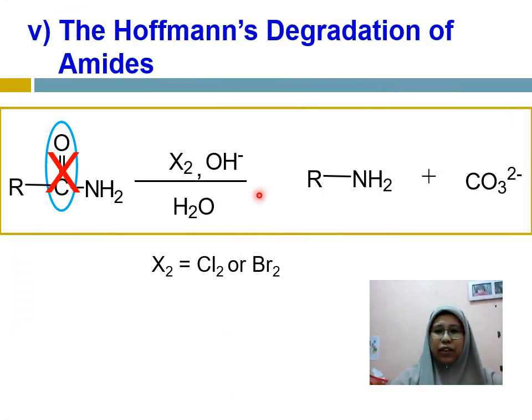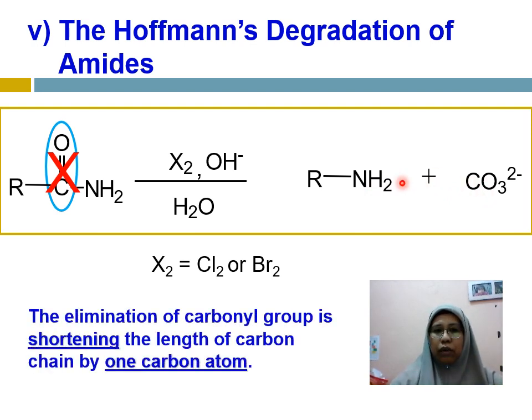The most interesting reaction that we're going to do to prepare amine is Hoffmann's degradation. Why? Because we're going to remove the C double bond O, the carbonyl group, altogether. We're going to use X2, it's either Cl2 or Br2. Basic environment, so we're going to put sodium hydroxide or potassium hydroxide with water, and we're going to form an amine together with a carbonate ion. So the elimination of a carbonyl group will make the length of the carbon chain shorten by one carbon.